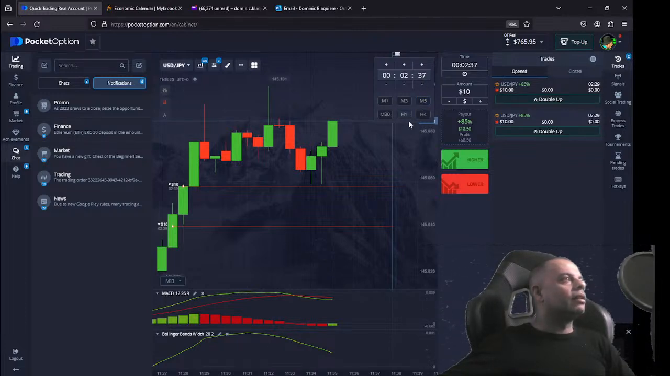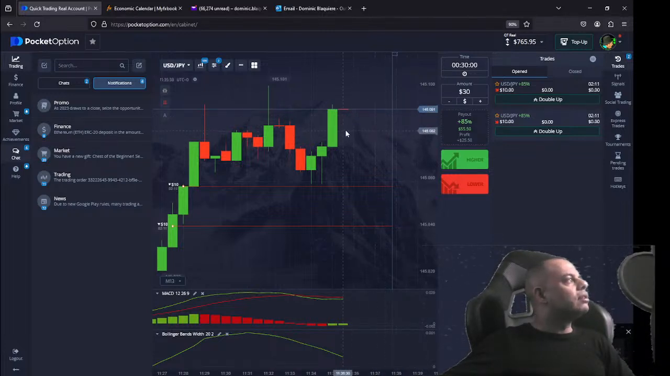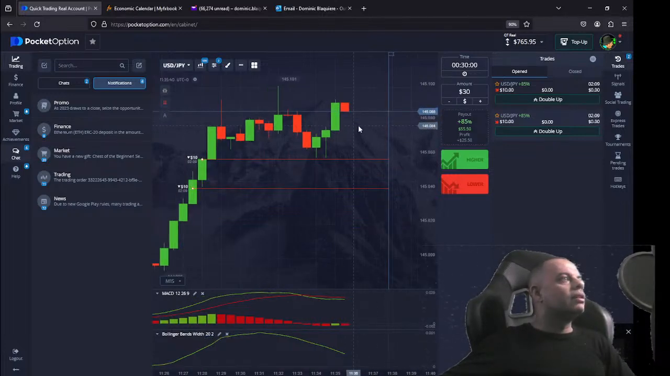Okay, this looks to me like it's going to be going the other way. We're going to go for a bigger trade. Yes, $30 in my account for a half an hour trade. We're just going to wait on it. It just seems to be very, very slow moving. It's playing silly buggers. Oh, okay.